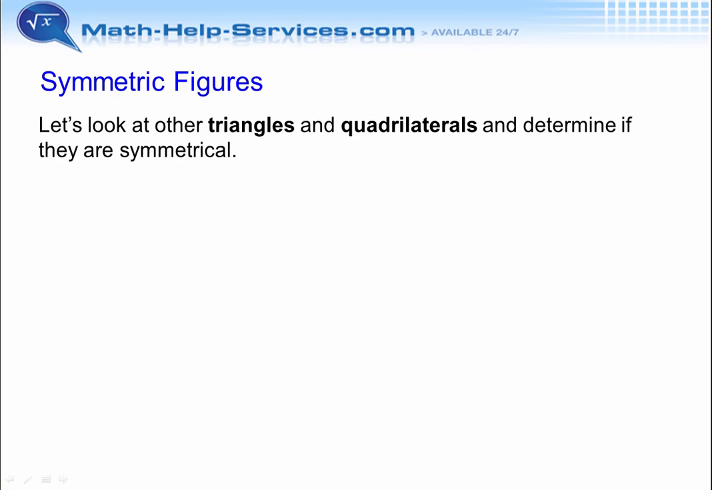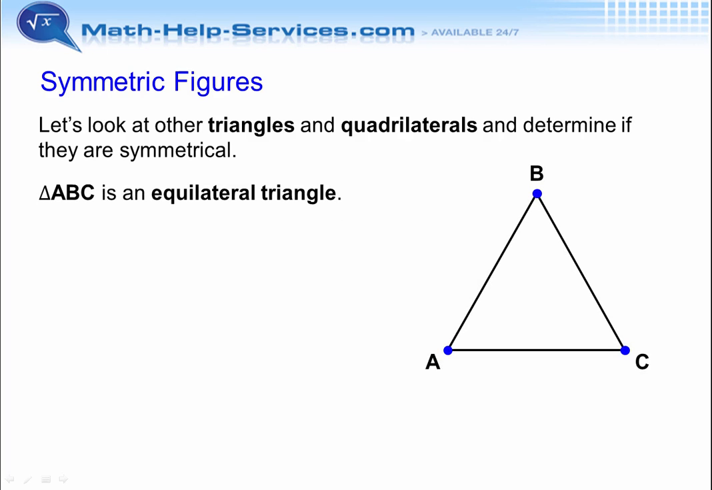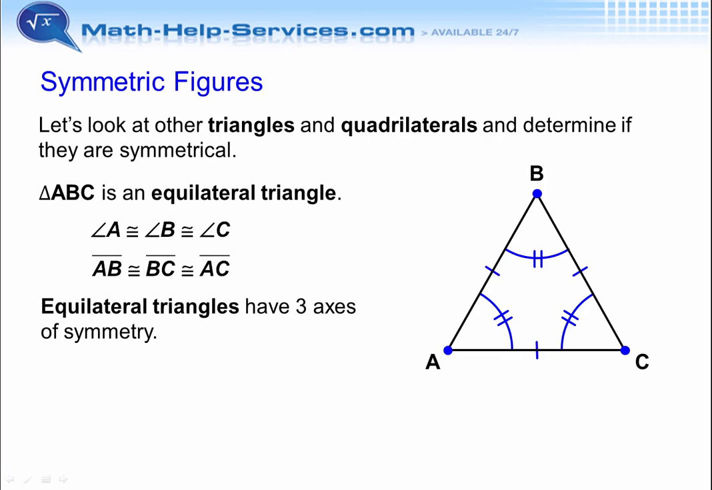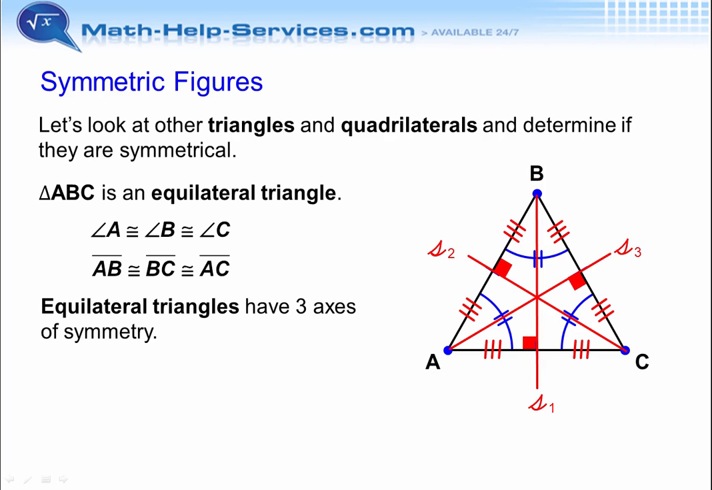Let's look at other triangles and quadrilaterals and determine if they are symmetrical. Triangle ABC is an equilateral triangle. Angle A is congruent to angle B, which is congruent to angle C. Line AB is congruent to line BC, which is congruent to line AC. Equilateral triangles have 3 axes of symmetry. Here's the first, here's the second, and here would be the third. Notice all of the axes of symmetry are perpendicular to the sides. All equilateral triangles have symmetry.